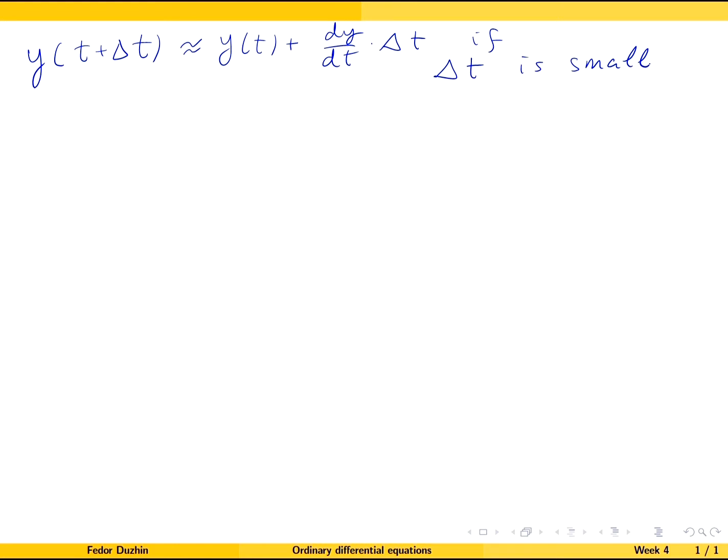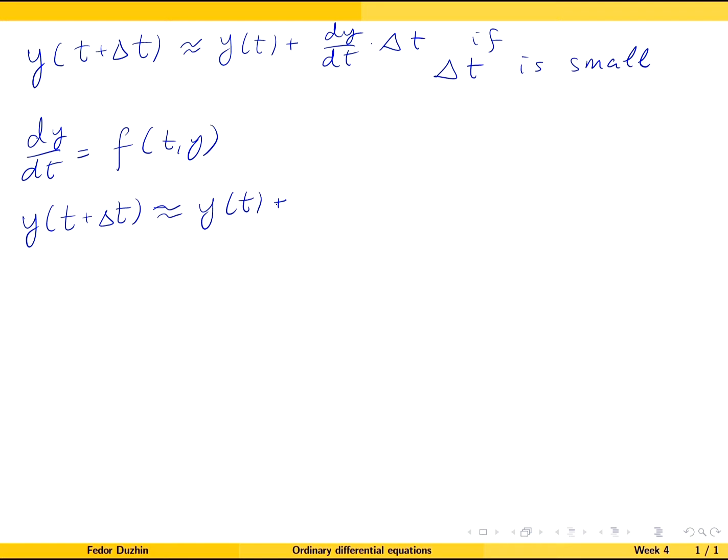Suppose that we have a differential equation, dy dt equals f of t, y. Then, using this as dy dt in the previous formula, we are going to get y of t plus delta t is approximately equal to y of t plus dy dt, and dy dt is our f of t, y, times delta t.